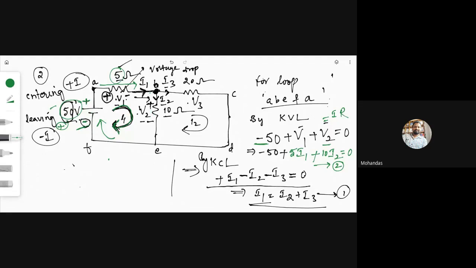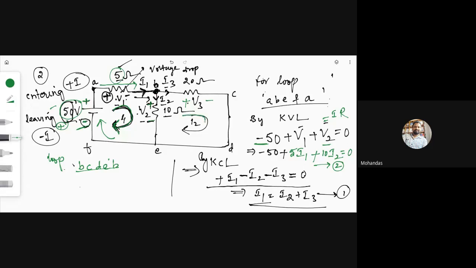Now let us take another loop here. I am taking the loop B C D E B. In this loop, there is one voltage V3, with plus and minus. Now, totally how many voltages are there in this loop to write the KVL equation? Two voltages. One is V2, another one is V3.